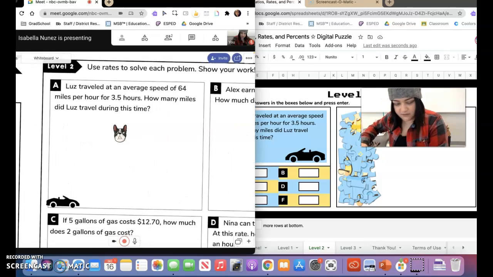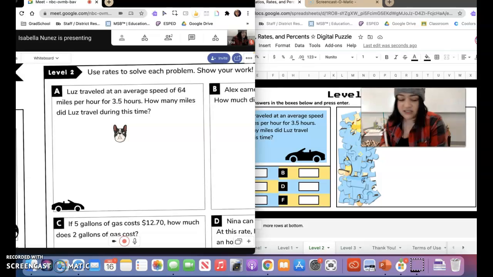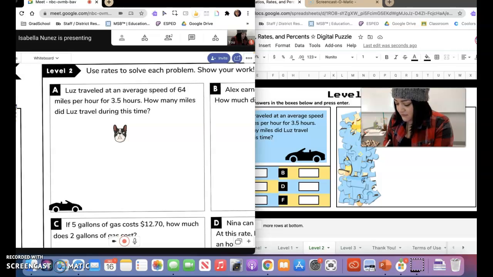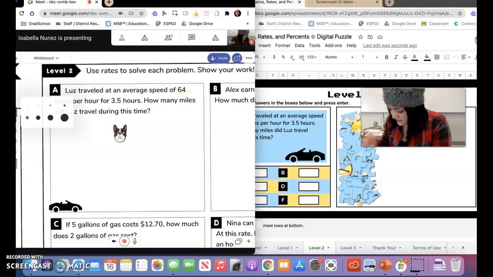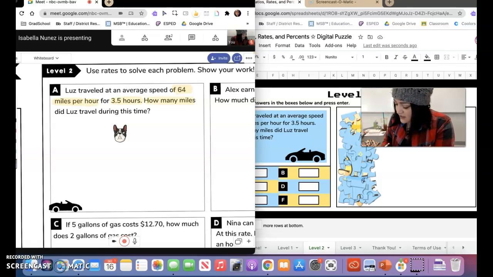So here's a level 2 problem. Luz traveled at an average speed of 64 miles per hour for 3.5 hours. How many miles did Luz travel during this time? So this looks like a rate problem. We have the rate of 64, let's make this big, 64 miles per hour, 3.5 hours. How many miles? That's our variable. So we want to know if she traveled at this mile per hour, at this rate, for this long, how many miles in total, right?